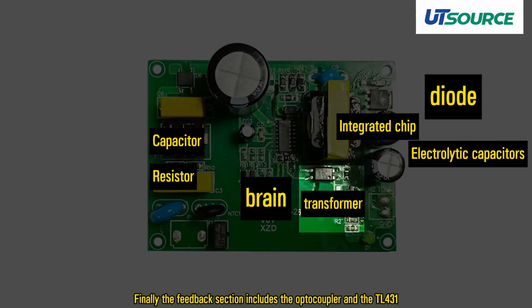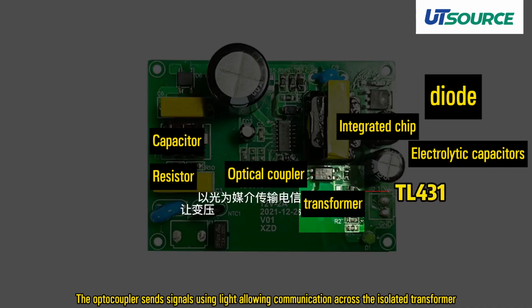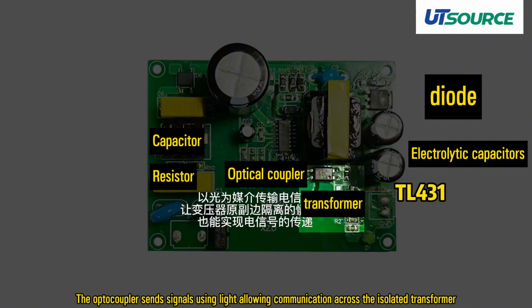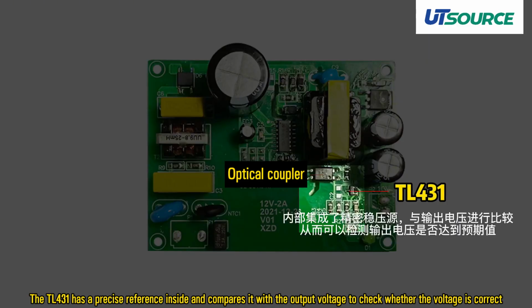Finally, the feedback section includes the optocoupler and the TL431. The optocoupler sends signals using light, allowing communication across the isolated transformer. The TL431 has a precise reference inside and compares it with the output voltage to check whether the voltage is correct.